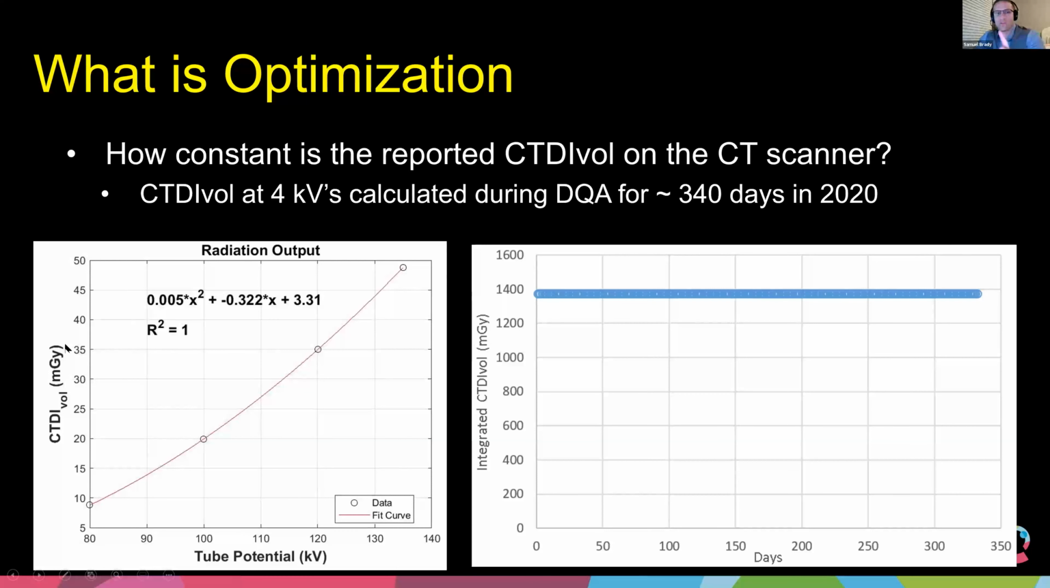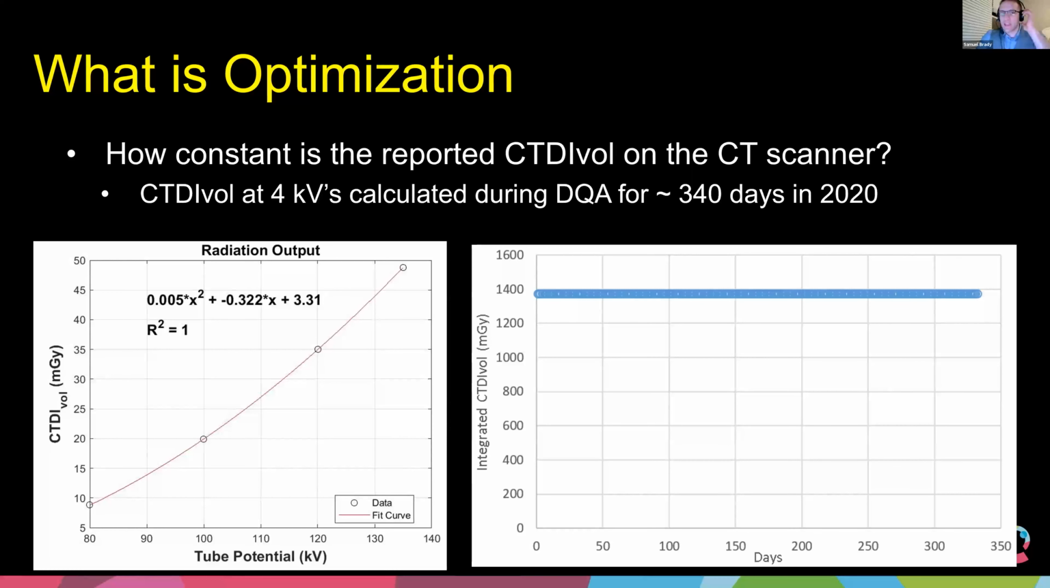So I asked the same question now: how does the CTDI value vary as a function of kV? 80, 100, 120, and 135 are the four standard outputs for our CT scanners. Looking at, once again, approximately 340 days in 2020, the outputs for those four, when I typed in a very specific number, were constant. And that is a very good thing.